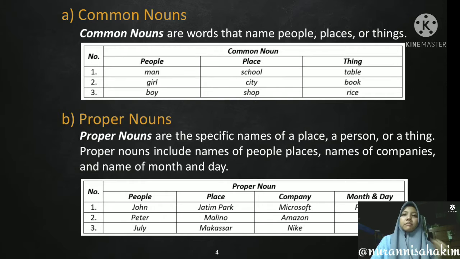People, for example, man, girl, or boy. Place, for example, school, city, shop. And the third is thing. Table, book, price, and etc.